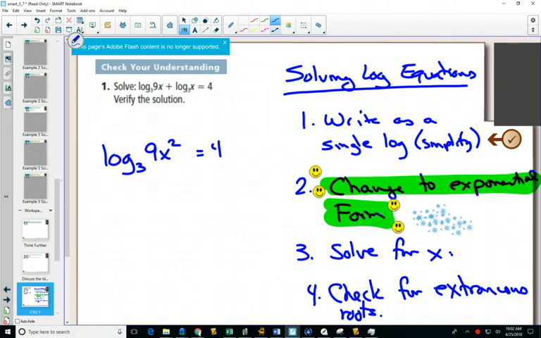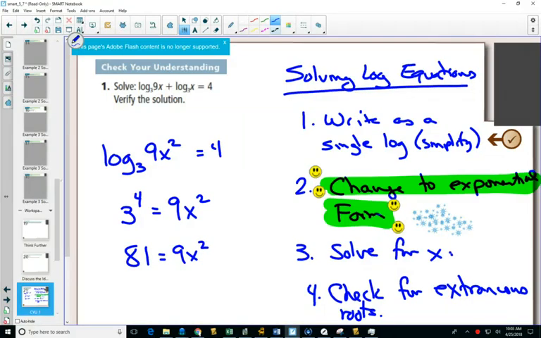Step 2. How do you get rid of a log? You use the definition and change to exponential form. This means the base is 3, the exponent is 4, and that is equal to 9x squared. In other words, we have changed it to something that looks like this: 81 equals 9x squared.